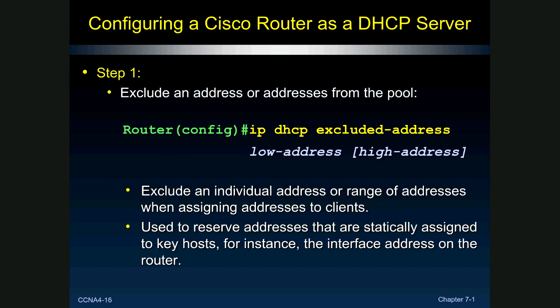Okay, now let's go to step 1. I want to exclude some addresses from the pool that will not be used. So I'm going to go to global configuration mode and enter the command ip dhcp excluded-address, and then I'm going to put the low address and the high address. For example, I might say ip dhcp excluded-address 192.168.1.1 through 192.168.1.10. So that way, the next available address that it can actually give out would start with 11, and that would let me reserve 10 addresses for network devices.